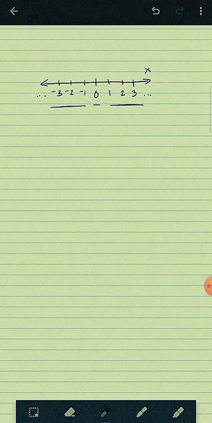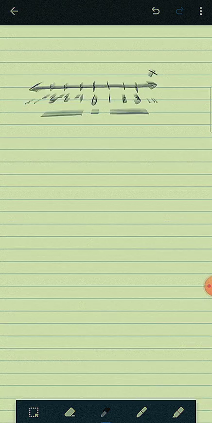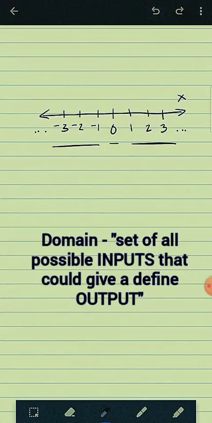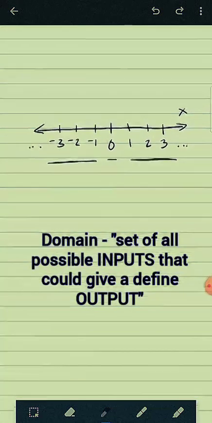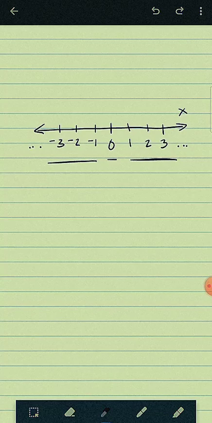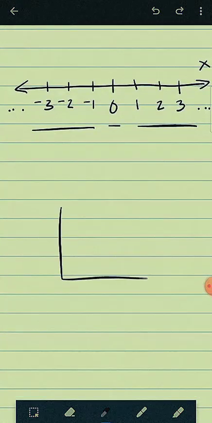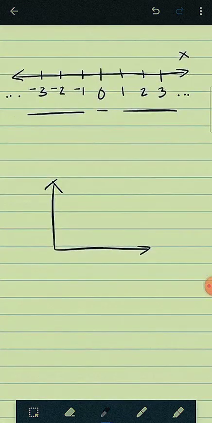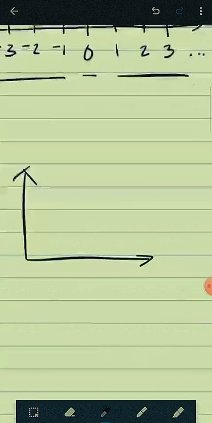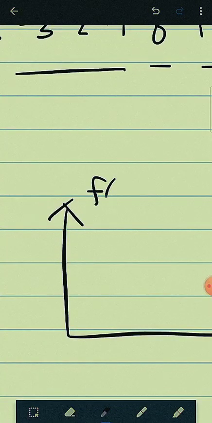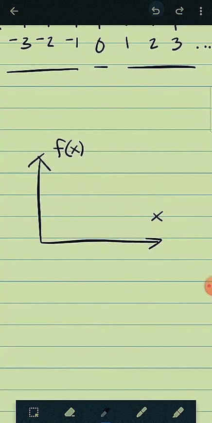Let's first define what a domain is. As always, they define the domain as the set of all possible values, like here, all the x's, that if you plug into your given function, will give you a defined result. When you talk about a defined result, it only tells us that there is a finite y value. So there is a point on the output. So let's say this is x and this is the function or the output. So input and then output.